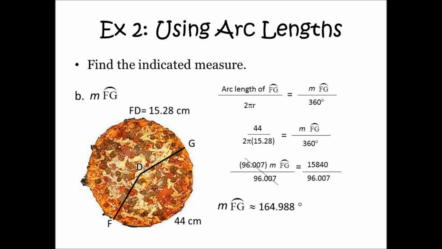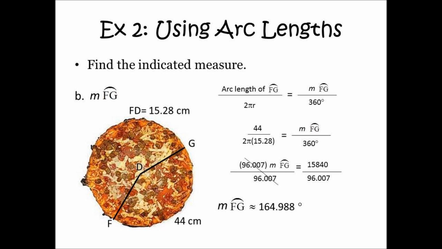Example 2, using arc length. Find the indicated measure, measure of SG. This time we're trying to find the measure of the arc. The diagram of the pizza says that SB is equal to 15.28 centimeters. SB is the radius, and the arc length is 44 centimeters. The formula will be arc length of SG over 2 pi r is equal to measure of SG over 360 degrees. You will plug in 44 for the arc length of SG, and then 15.28 for the radius.